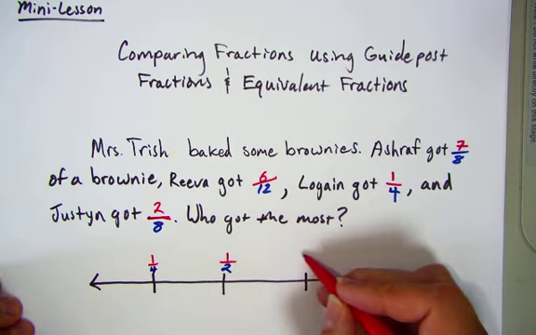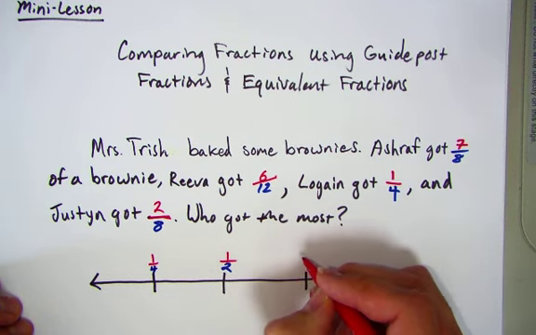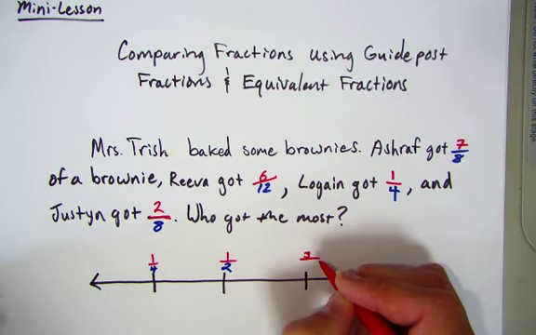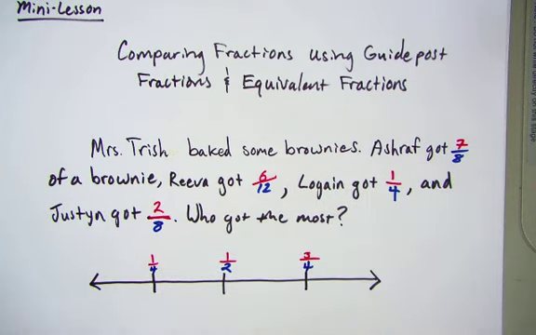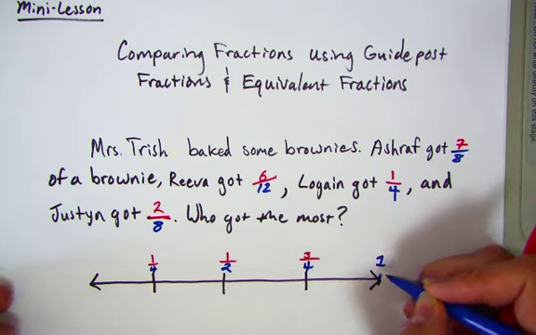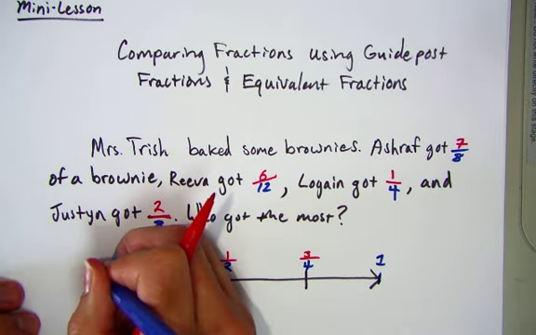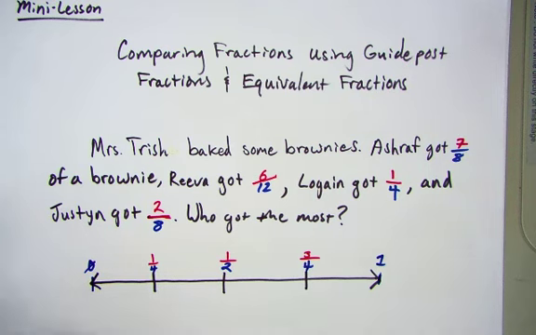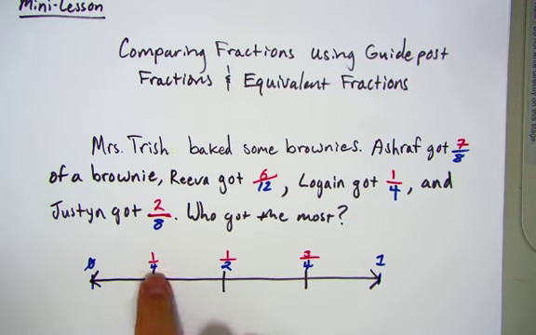So what do you think this fraction is right here representing this tick on the number line? We have 1/4, 1/2, and our last guidepost fraction is 3/4. So these are our guidepost fractions. And this is one whole right here. I'll just make a little note of it. That's one whole. And this is 0. We have nothing. So here's 1/4, 1/2, 3/4, and then one whole.